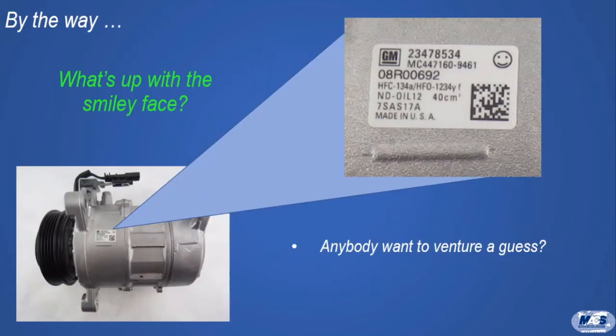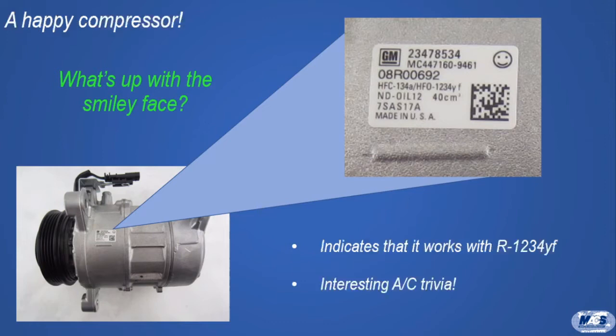By the way, if you've worked on one of these late model GM vehicles with an EVDC, electronically controlled variable displacement compressor, you may have noticed that there's a smiley face on the compressor's ID label. Anyone want to take a guess as to what it means? The smiley face indicates that the compressor is designed to work with not only R-134A, but also the new R-1234yf refrigerant. Pretty interesting AC trivia question, don't you think?